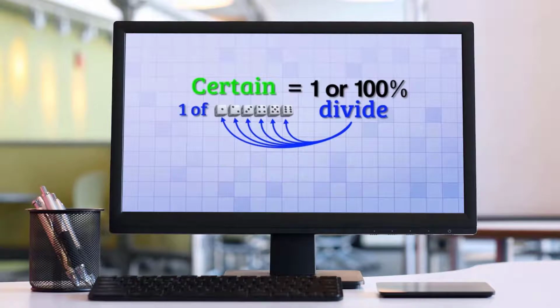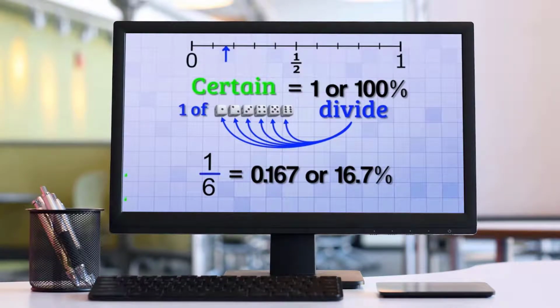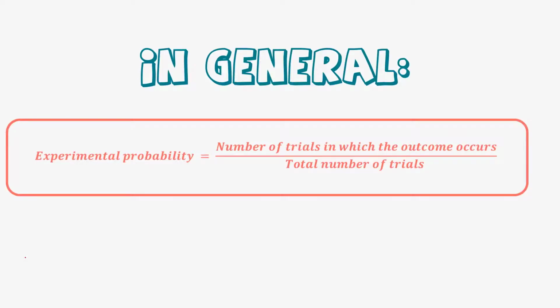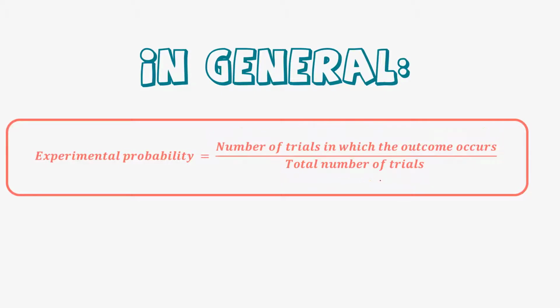But with the die, we need to divide the probability up evenly between 6 possibilities. 1 divided by 6 is 1/6, which is equivalent to 0.167 or 16.7%. So that would be right here on our probability line. That means it isn't likely that I would roll a 3, for instance, but it's just as likely as rolling any other number. In general, experimental probability equals the number of trials in which the outcome occurs over the total number of trials.